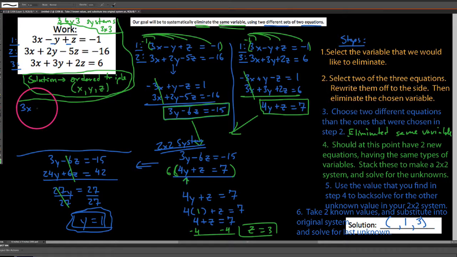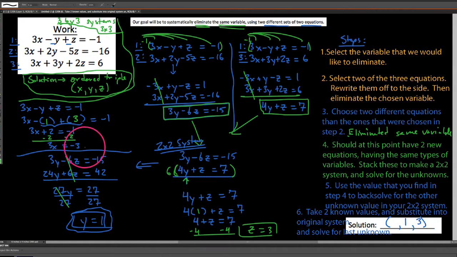This first equation that we started with, 3x minus y plus z equals negative 1, I'm going to go back and plug in for y and z the values that we have. We've determined that y is 1, z is 3. I just want to simplify this now and solve for the remaining unknown. So combining like terms, a negative 1 and a positive 3, that is a positive 2, and that equals negative 1. Subtracting 2 from both sides, we end up with 3x equals negative 3, which implies that x equals negative 1. So negative 1, I'll box that and put this down here. We think this is the solution.